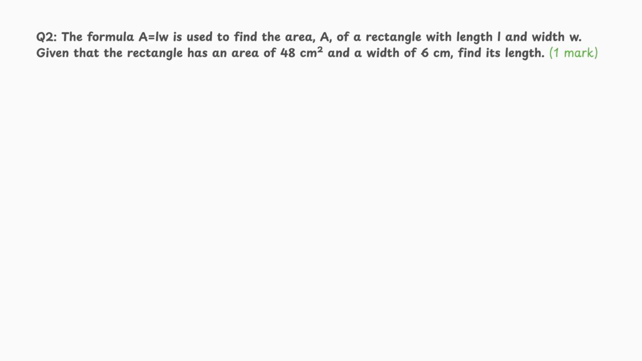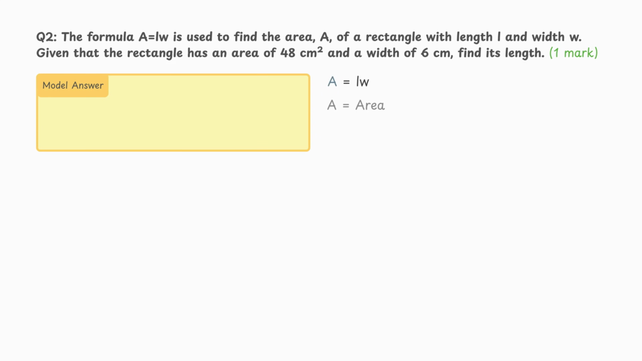Now let's look at a question where we use a formula to find a missing value. You can pause the video and try it yourself. The formula for the area of a rectangle is A equals L multiplied by W, where A represents the area, L represents the length, and W represents the width. In this question, we are told that the area is 48 square centimeters and the width is 6 centimeters. Our task is to find the length.